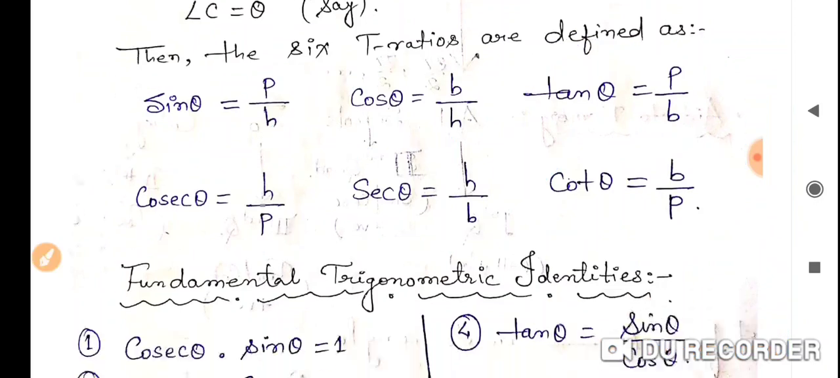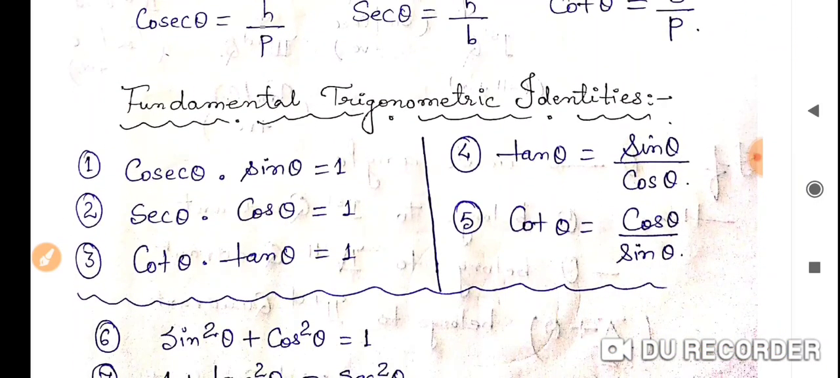Now we must be familiar with the fundamental trigonometric identities. Since cosec theta and sin theta are reciprocal of each other, sec theta and cos theta are reciprocal, cot theta and tan theta are reciprocal, so their product is 1.